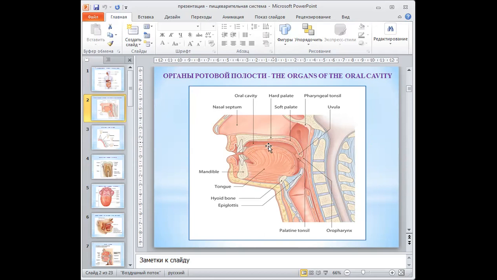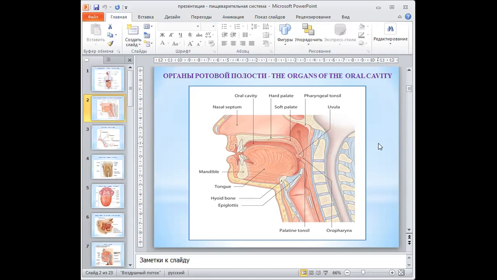The oral cavity is limited by the hard palate in the anterior part and the soft palate above. The bottom of the oral cavity is formed by the mouth diaphragm and is filled by the tongue. The oral cavity is limited by teeth and gums on the inside.